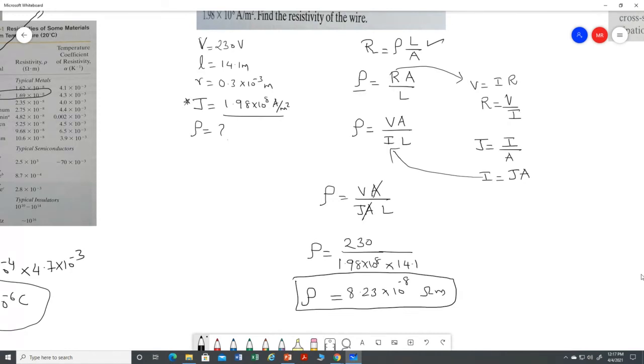From the formula, we derive the formula of resistivity, and resistance we calculate from Ohm's law, and the current we calculate from the current density. And finally, when you substitute, your area gets cancelled, and the remaining parameters are V, J, and L. V is the voltage, J is the current density, L is the length. When you substitute, you will get the answer. Clear?